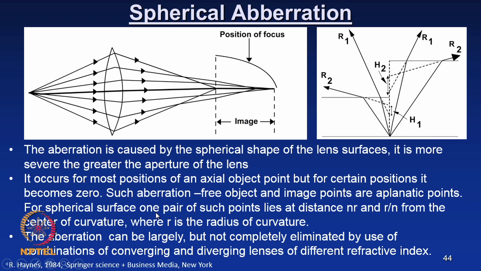For a spherical surface, one pair of such points lies at a distance nr and r by n from the center of curvature, where r is the radius of the curvature. This aplanatic points concept is used to fabricate the high power lenses. And this aberration can be largely but not completely eliminated by use of combinations of converging and diverging lenses of different refractive indexes.